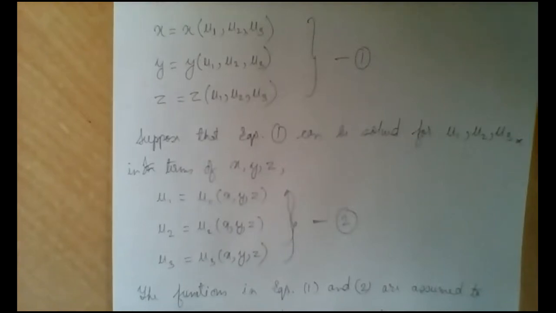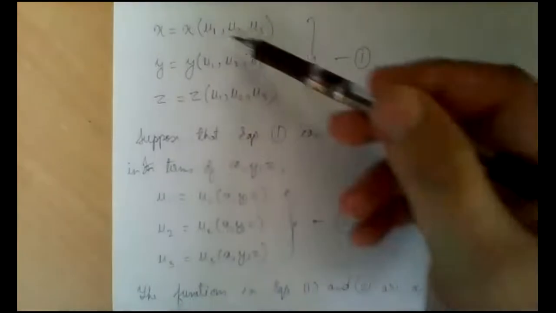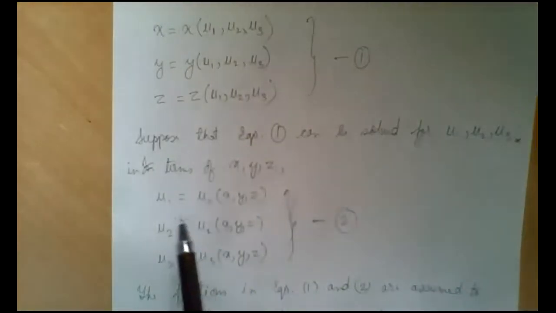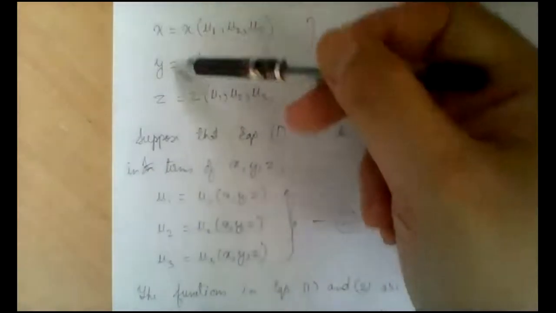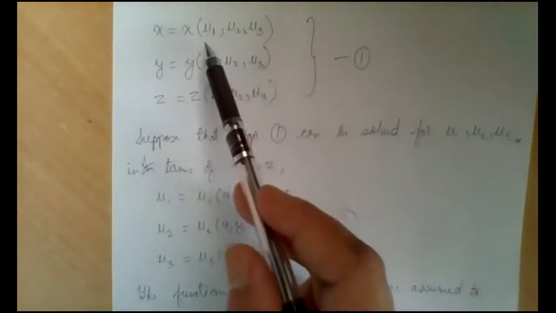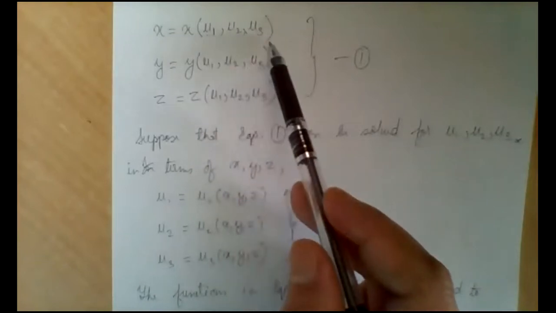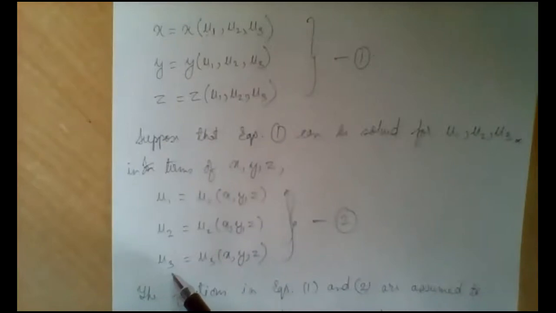So a live example: u1, u2, u3 can be the coordinates of the spherical polar coordinate system. So x, y, z can be expressed in terms of the spherical polar coordinates r, theta and phi. Similarly, r, theta and phi can be expressed as functions of x, y, z.